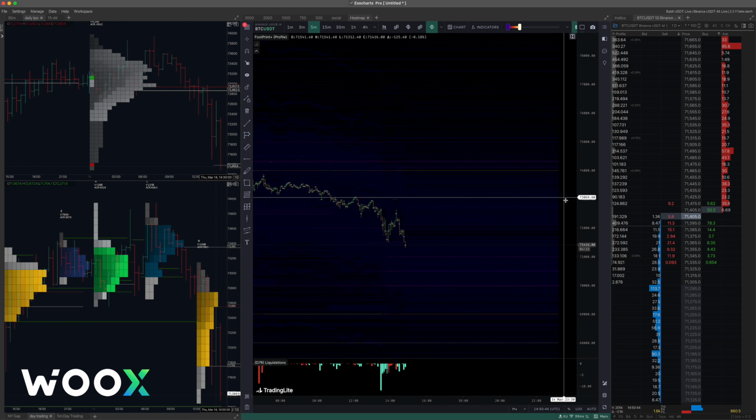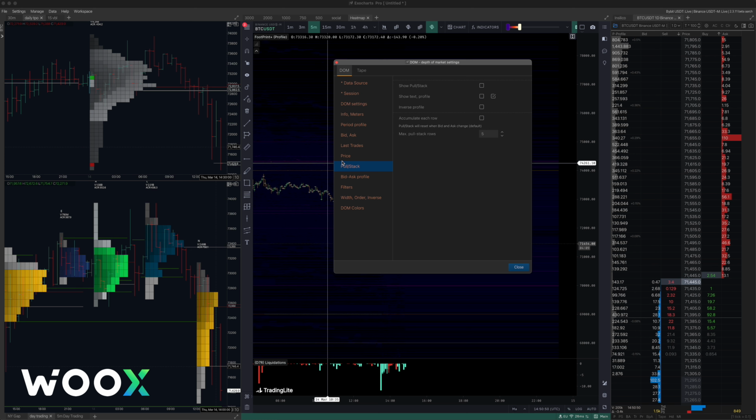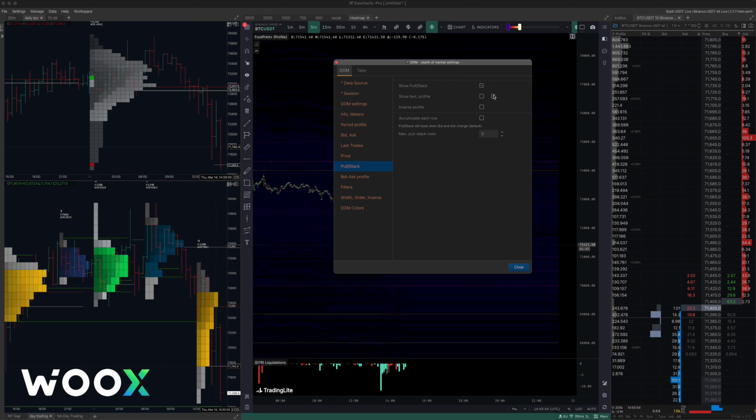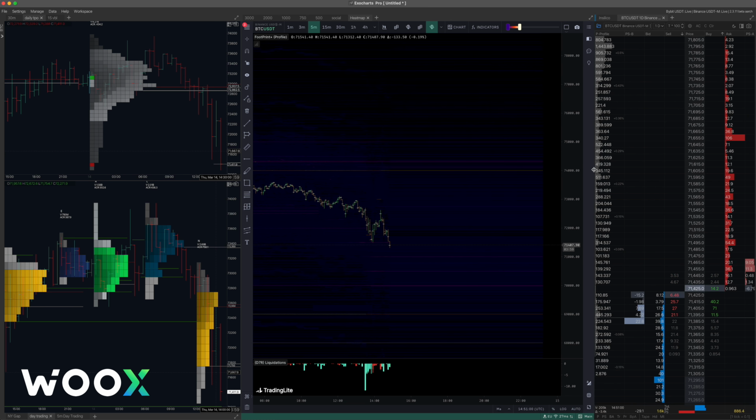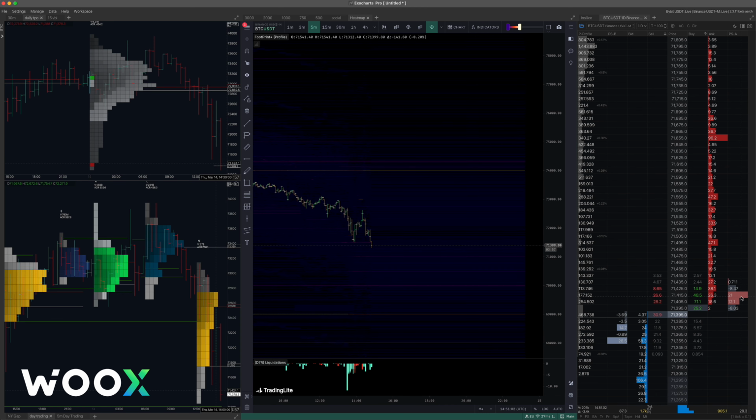But you can see if you add an option within this, and this video is not on the DOM. I just wanted to cover this really core concept to begin with. If we add pulling and stacking, you can see what people are adding and removing as a level is being approached. This is really important, okay? Just to get this concept, you can see how quickly people can add or remove orders.